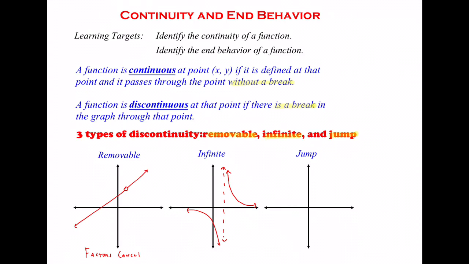And then the third one is jump. A lot of the times this happens on a piecewise function, where you might have something like this, and then there's that break in the graph, and then you have jump. So it's not just a hole, but there's space in between those values. So we have removable, infinite, and jump. So infinite occurs where you have asymptotes, and jump occurs a lot of times on piecewise functions. So those are the three types of discontinuity that we have.